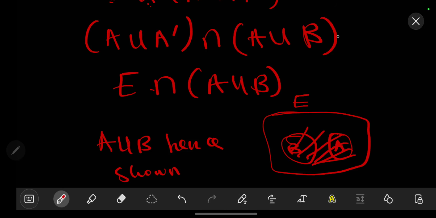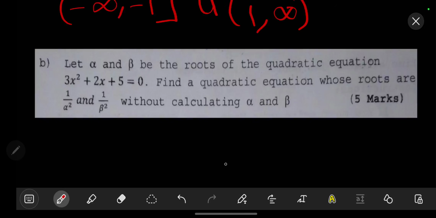Let's look at our next question. For this other one, we have been told let alpha and beta be roots of a quadratic equation. Find the quadratic equation whose roots are these without calculating alpha and beta.